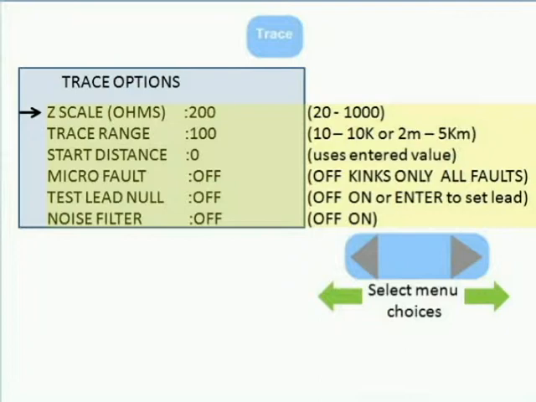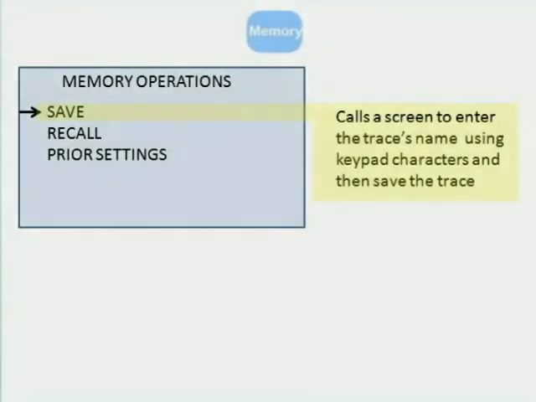Microfault is for locating small faults and has 2 modes, kinks only for coax and all faults mode for coax and twisted pair cables. Test lead null lets you measure a test lead and subtract it from the distance measurements when it's turned on. Noise filter will suppress EMI or RF signals on the cable to better display the cable's condition. When you wish to save or recall a trace, press the memory key.